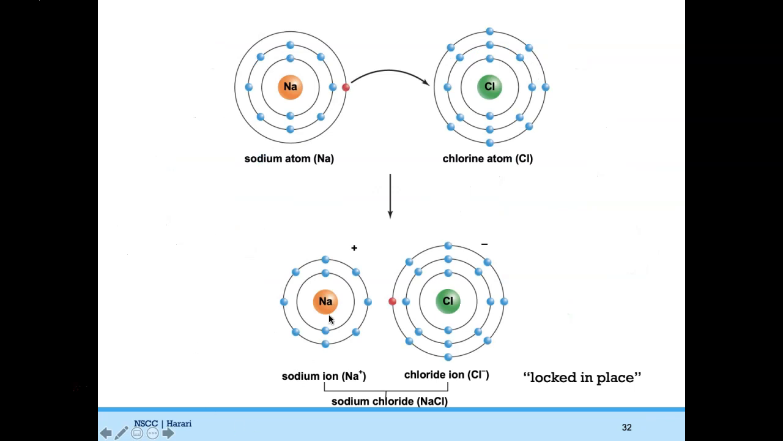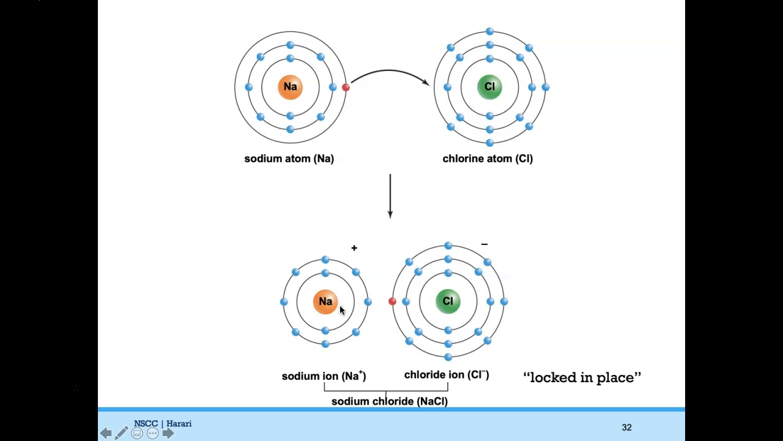And when that happens, sodium becomes positively charged because now it has 11 protons, but only 10 electrons. It gave an electron away. And conversely, chlorine became negatively charged because it just accepted an extra electron. So now it has 18 electrons and only 17 protons. Just like a magnet, a positive and a negative charge will be attracted to each other, and these two ions become locked in place. They form an ionic bond.